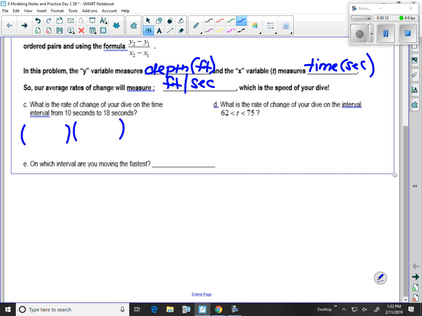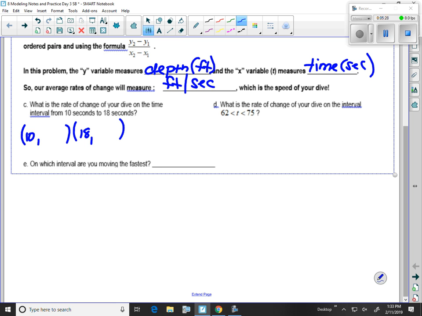Why is it X? How do you know? Seconds. It's time, right? Yeah. So they're giving you two X values. How do you think we can find the Y value? Go to the decimal graph.